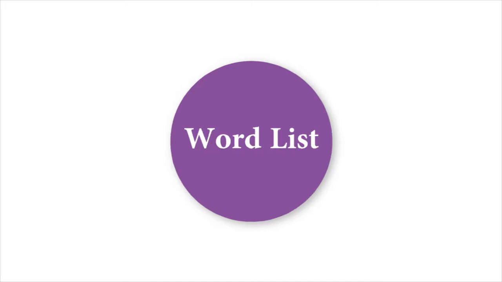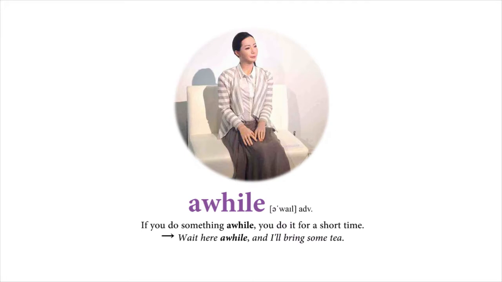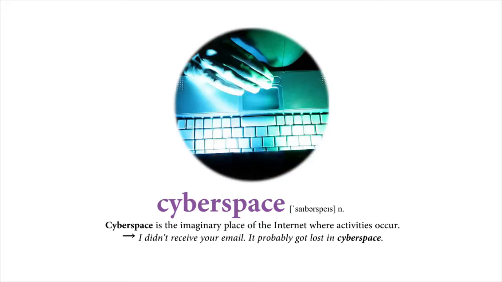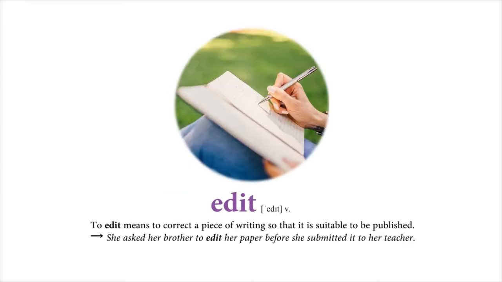Unit 5. Word list. A while. If you do something a while, you do it for a short time. Wait here a while, and I'll bring some tea. Cyberspace. Cyberspace is the imaginary place of the Internet where activities occur. I didn't receive your email. It probably got lost in cyberspace. Edit. To edit means to correct a piece of writing so that it is suitable to be published. She asked her brother to edit her paper before she submitted it to her teacher.